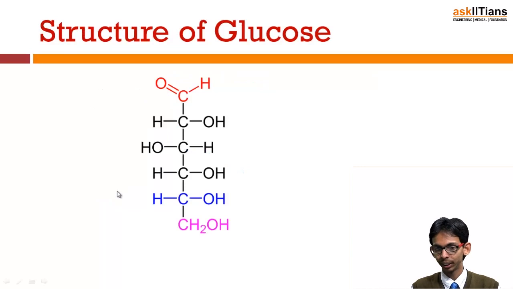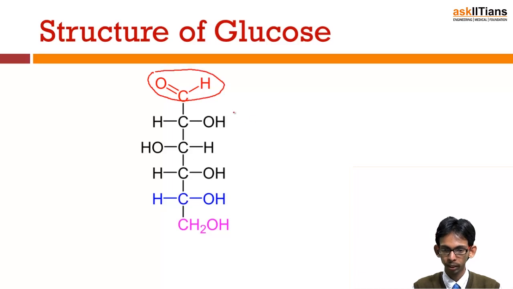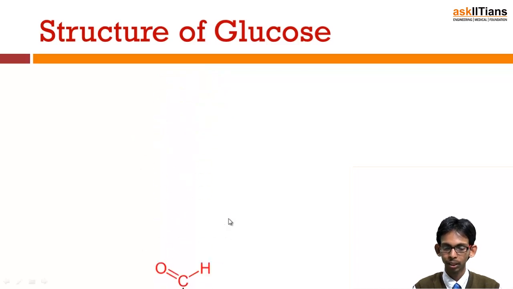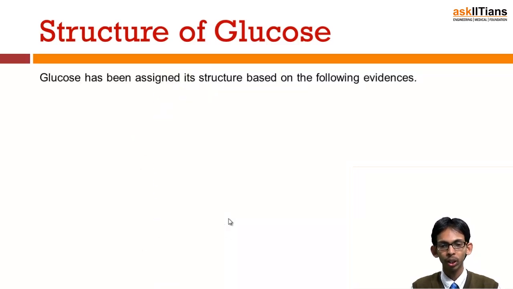Now this is the structure of glucose. As you can see, there are 6 carbon atoms, 1, 2, 3, 4, 5, 6, 1 aldehyde group, 4 secondary OH groups and 1 primary alcoholic group. So this is the structure of glucose. But the question comes, how did we know in the very beginning what the structure of glucose actually is, because glucose was synthesized from food sources? So how did we come to know its structure?